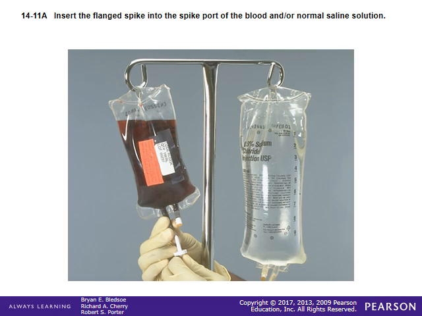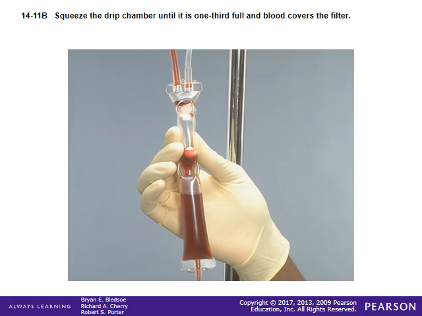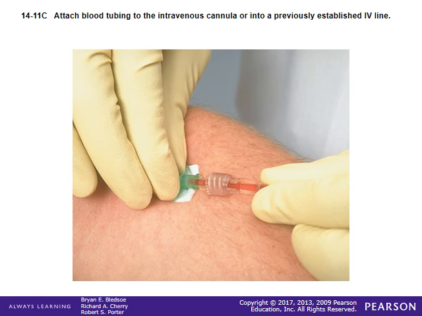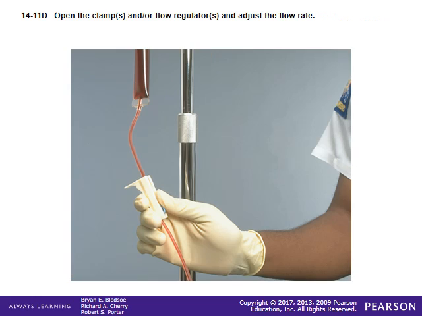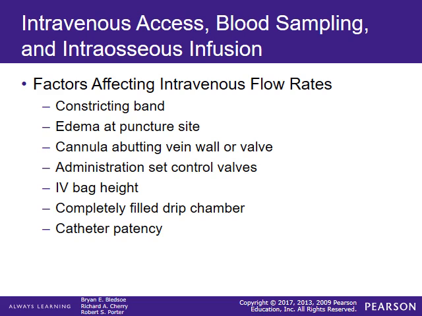Blood is mixed with normal saline for administration. The blood chamber itself is filtered and has a drip chamber that must be filled until it covers the filter. The blood tubing must be attached to the IV cannula, and as previously established, IV clamps and or flow regulators should be adjusted the same way as an IV bag flow regulator is for blood administration.